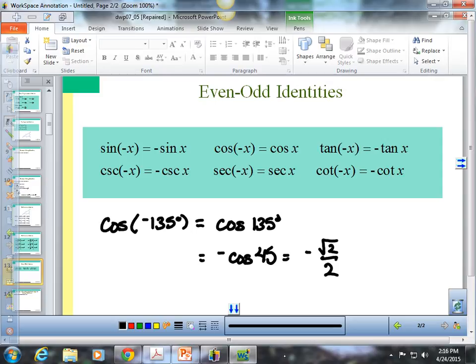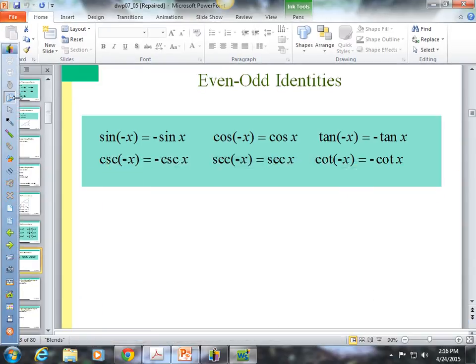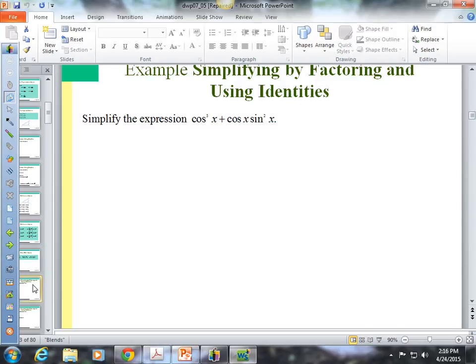Okay. 5 sets now. Sorry, even odd identities, not cofunctions. We just did the cofunctions. All right. Why all of these identities then? Well, we can use these identities to simplify expressions. And if we can use them to simplify expressions, then maybe we can use them to help prove identities. Remember last year when we had to prove identities? Okay. These were our trig proofs.